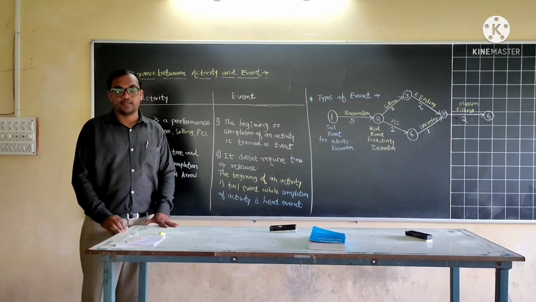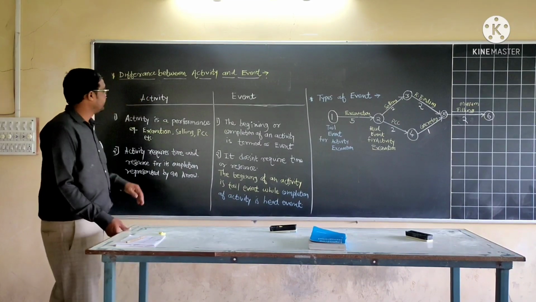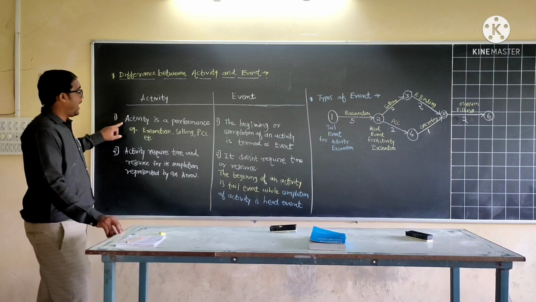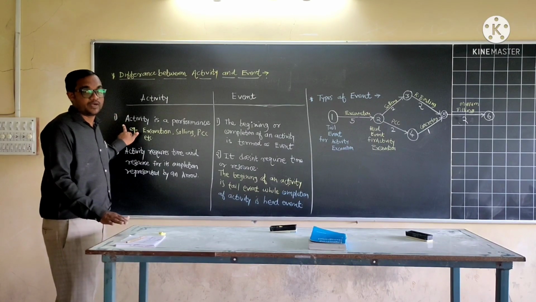Now we will see the difference between activity and event. So let us see, what is an activity? Activity is performance, that means actual work done on site, or actual work done.